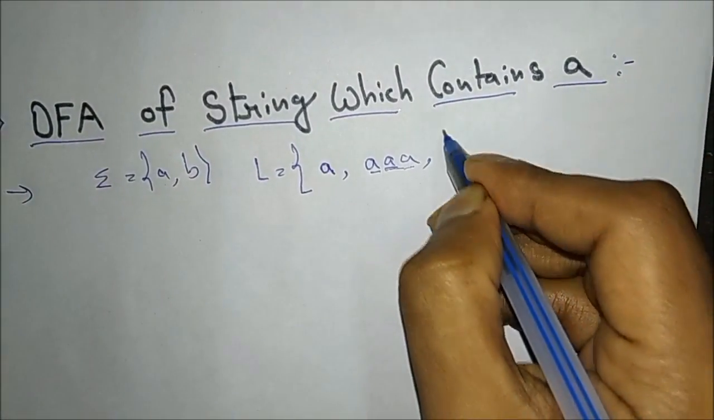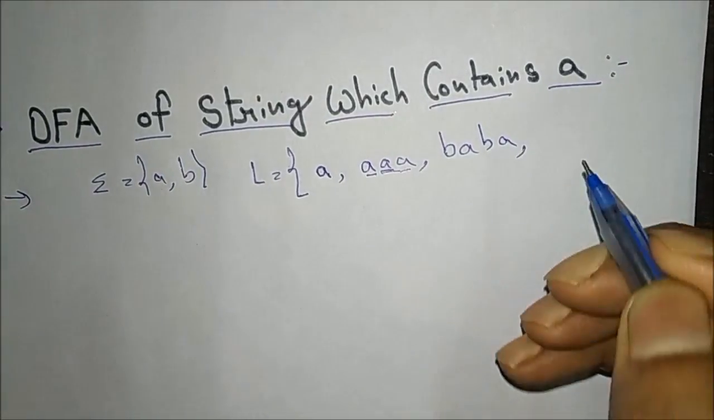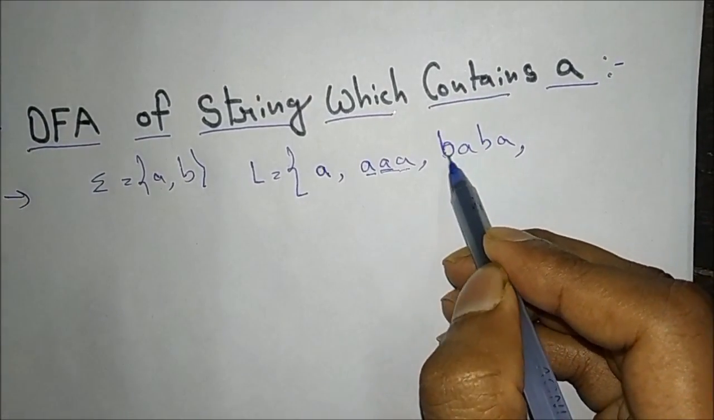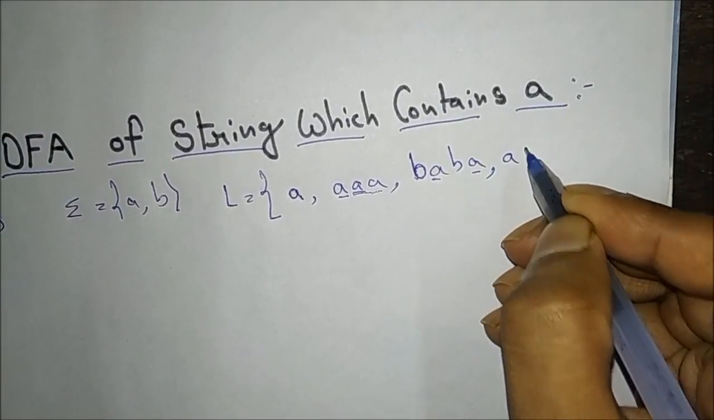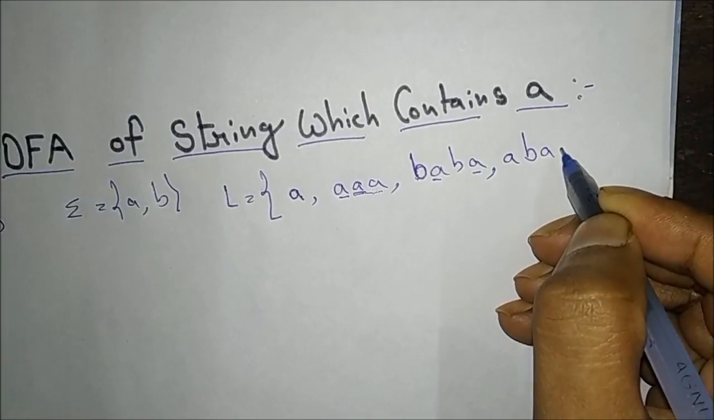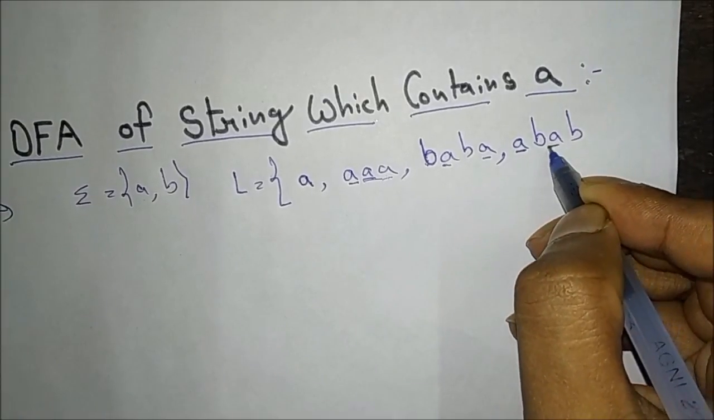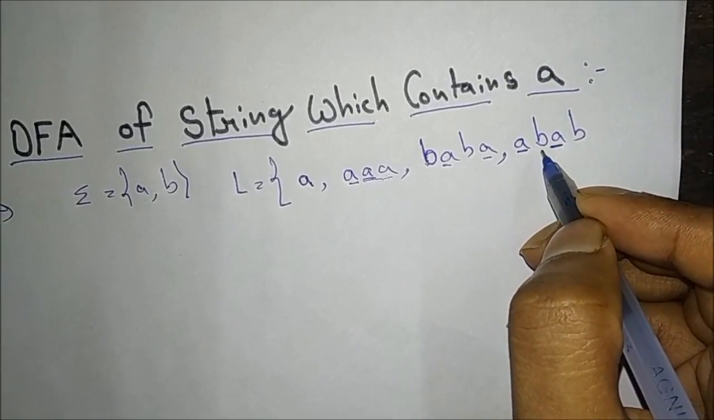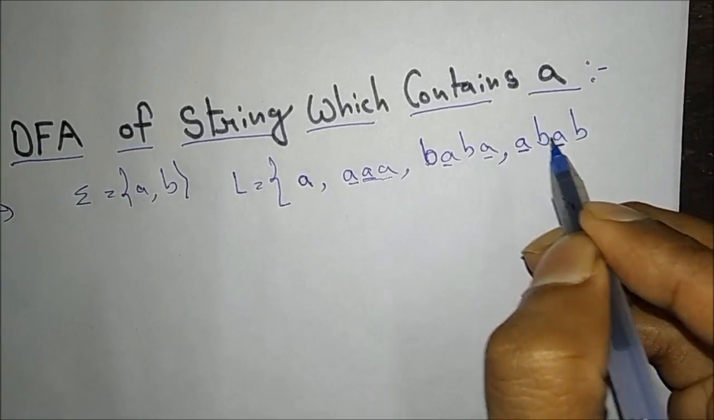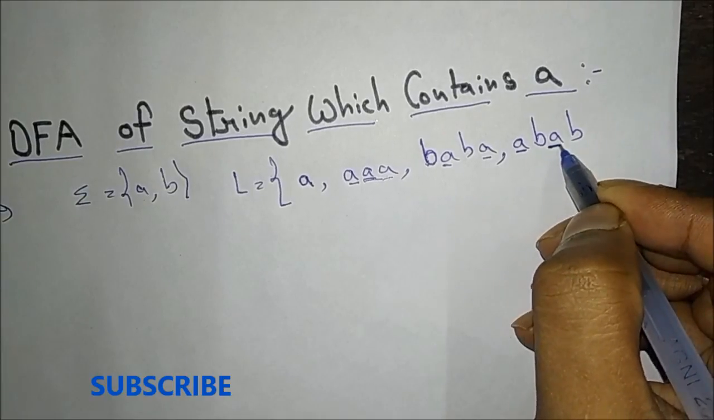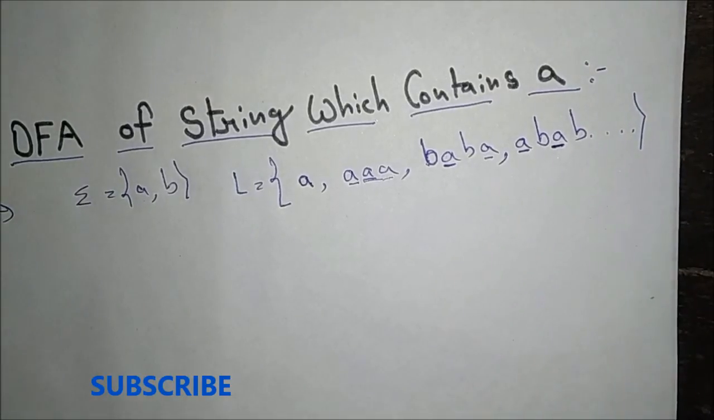The string may also start with B, like B A. Here the string is starting with B but it is containing A, so this string is also okay. It can also look like A B. In this string, it starts with A and also contains A. We are not concerned with where the string starts, only that the string contains A. So on, this language is infinite.